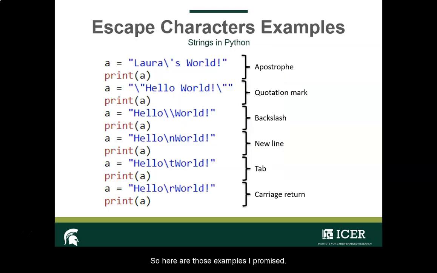So here are those examples I promised. You'll notice here I've got a defined to all sorts of different strings. In the first example, I'm demonstrating use of an apostrophe, so Laura now owns the world. That would be nice. Here I'm using quotation marks within the actual string, adding a backslash to the string, separating via a new line, giving extra space via tab, or also separating to a new line via carriage return. Try all these out in Python and notice the results.